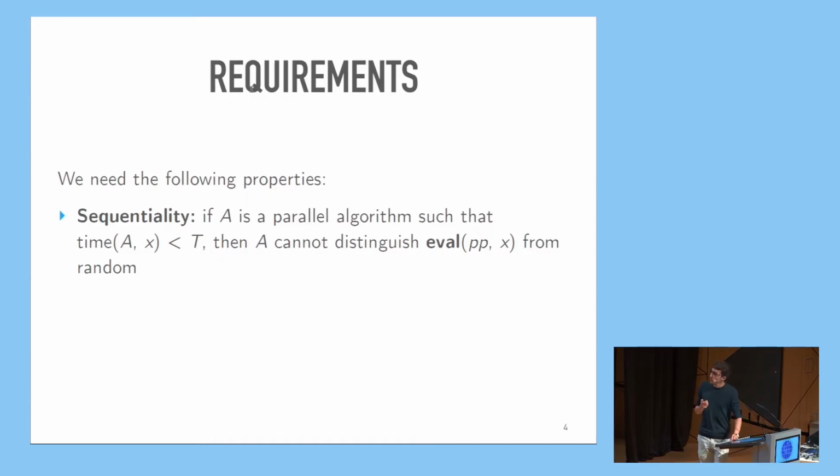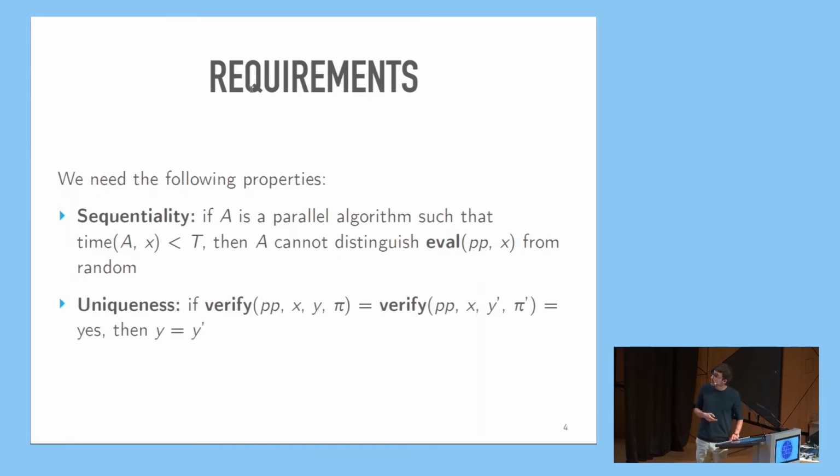So for those of you who attended the talks on proofs of sequential work yesterday, this looks a whole lot like a proof of sequential work, except we want one more property, which is the uniqueness of the output. We want that on input x, there is a unique correct output y. So if the verification passes for two pairs (x, y) and (x, y'), we must have that y equals y'. This is the uniqueness, which means that the verifiable delay function is actually a function.